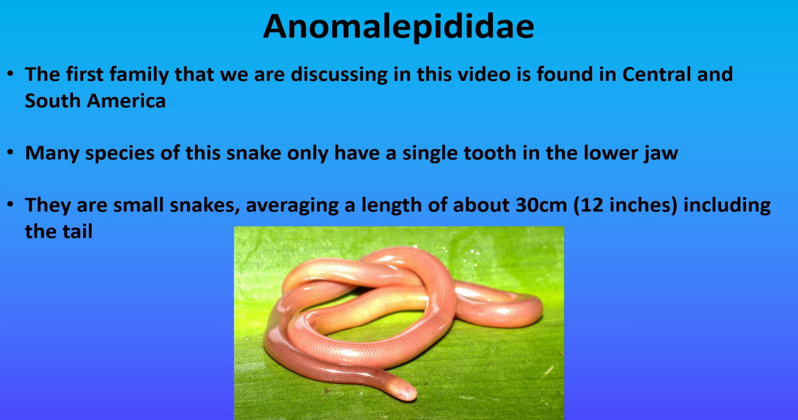First is the Anomalepididae, and the first family that we are discussing in this video is found in Central and South America. Many species of this snake only have a single tooth in the lower jaw, and they are all small snakes, averaging a length of around 30 centimeters. That's 12 inches, including the tail.